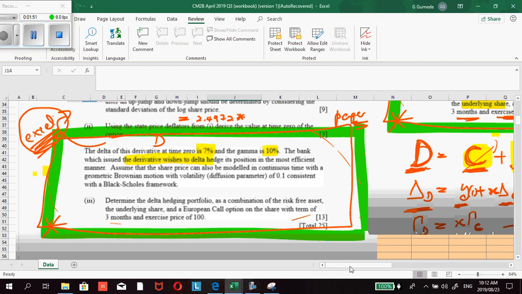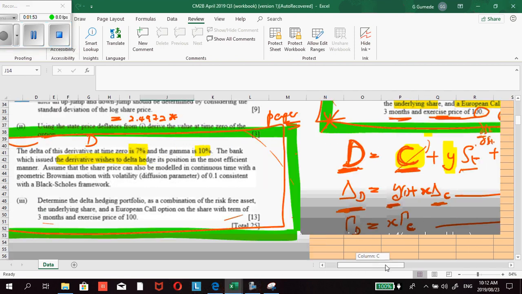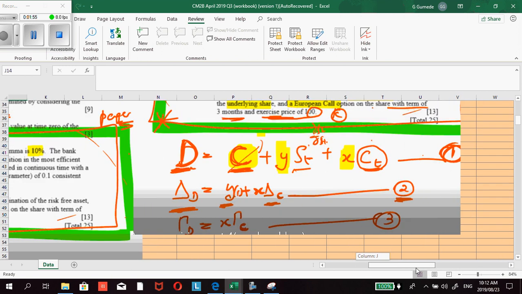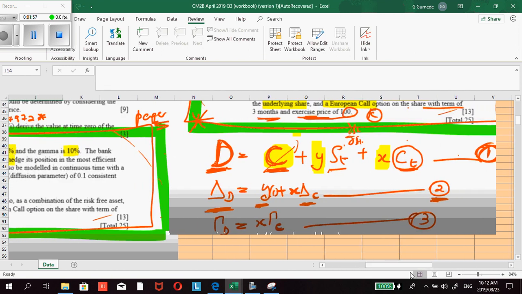Now, if you remember during our revision, we derived these three equations shown here. And we said we are looking for C, Y, and X. I want to explain how we got these equations because I do explain it nicely and in a very easy way how to come up with these equations.